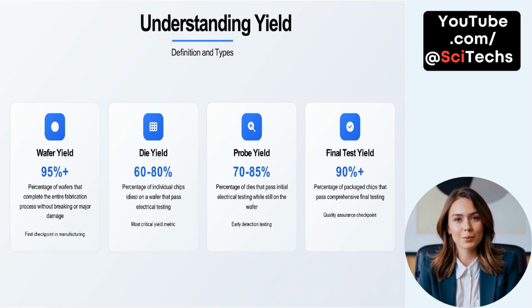Next is die yield, ranging from 60 to 80%, and it's often the most critical yield metric. It refers to the proportion of individual chips, also called dies, on a wafer that pass initial electrical testing. Then comes probe yield, which falls between 70 and 85%. This measures the success rate of dies passing electrical tests while still on the wafer, offering early defect detection. Finally, final test yield, typically above 90%, assesses packaged chips that pass thorough, post-assembly testing. Each yield type plays a vital role in quality control and overall manufacturing performance.